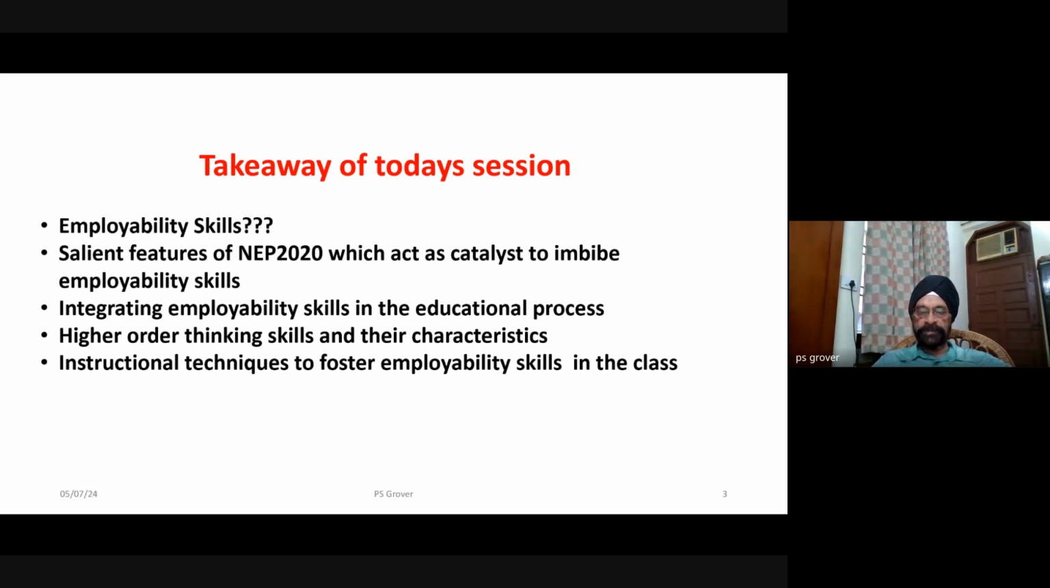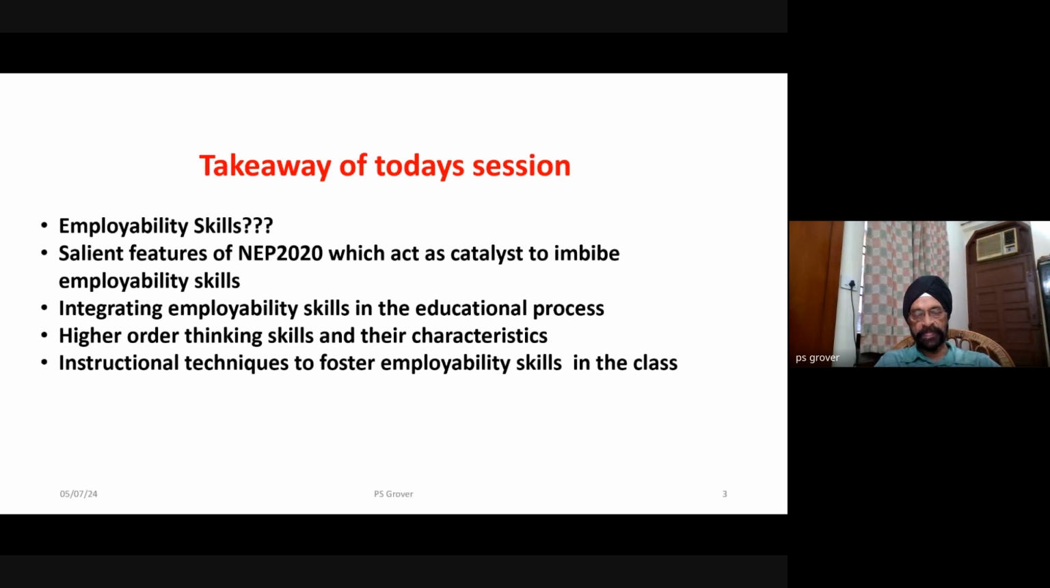NEP, as we all know, is a very detailed, exhaustive and important document to improve our educational system and processes. Which are those features which enable us to think along this line and implement it? Then how can I integrate employability skills in my educational process?